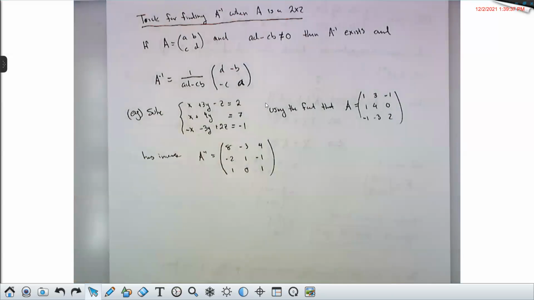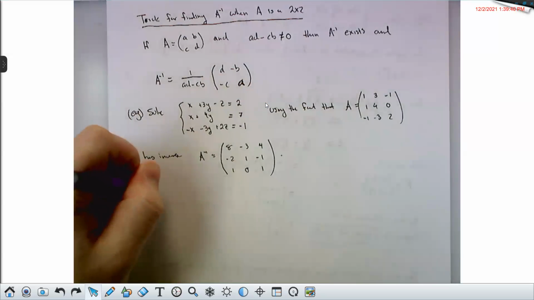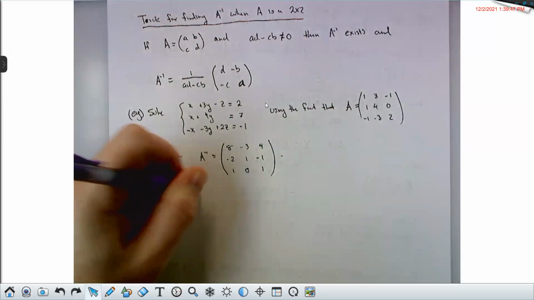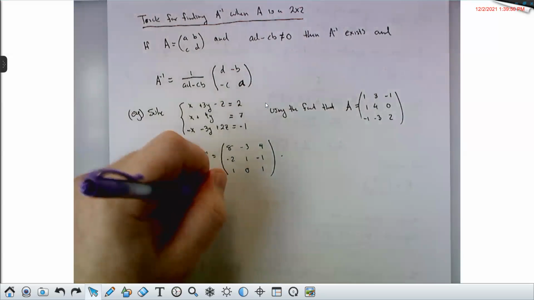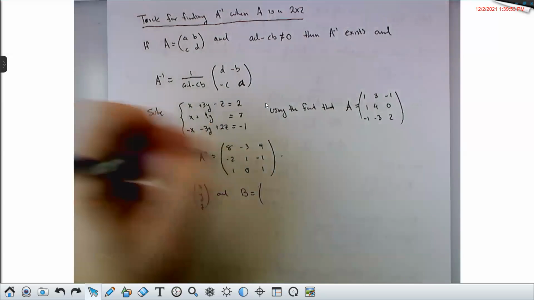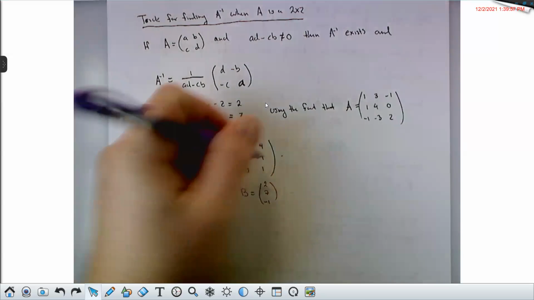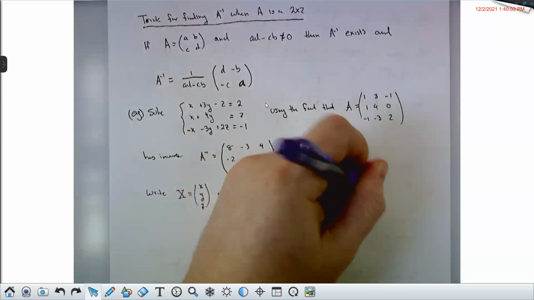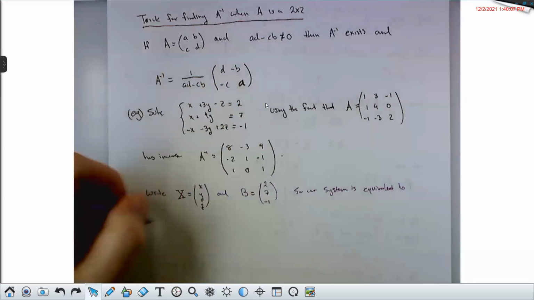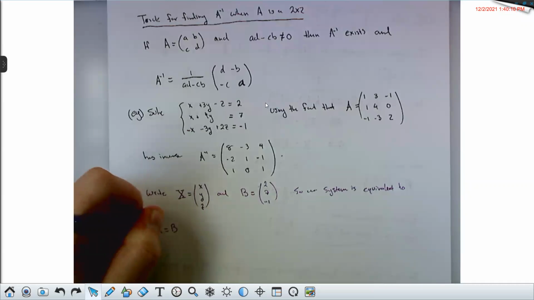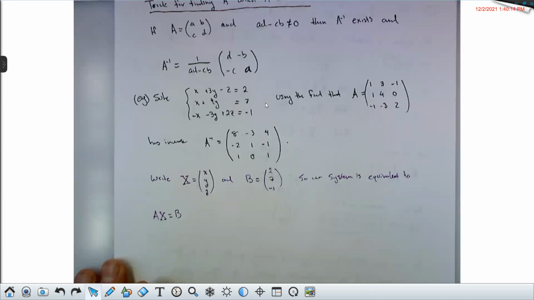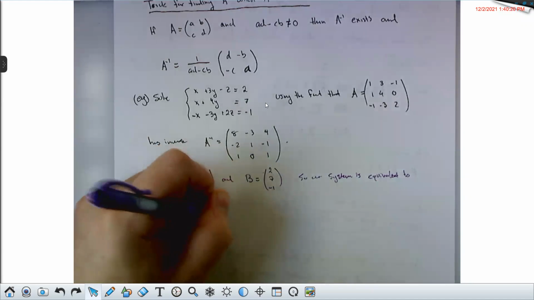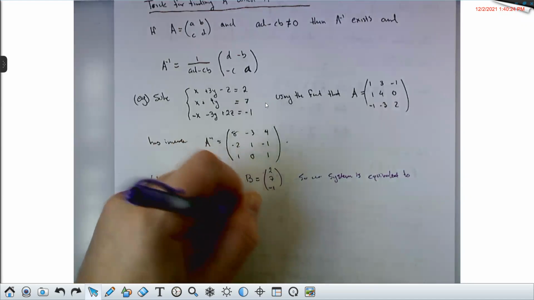So what we do is, again, we just write X equals the column x, y, z, and B equals the column 2, 7, negative 1. So our system is equivalent to AX equals B, which we have seen is equivalent to X equals A inverse B.